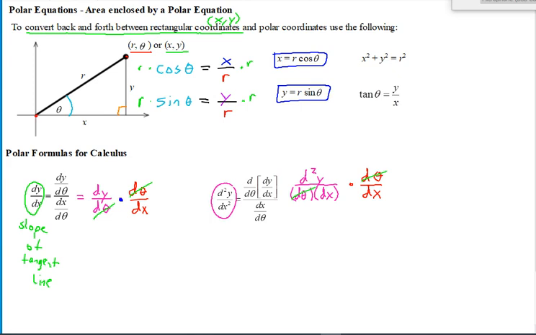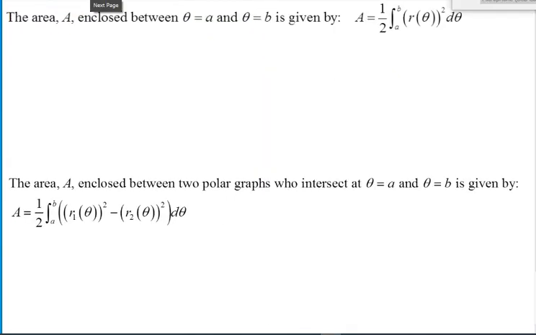So really the same idea as parametric, it's just theta instead of t. And the new formulas I want to look at that we can't do with parametric ones are area. We did these with rectangular coordinates, a little different with polar coordinates. So it says the area enclosed between theta equals a and theta equals b is given by this. So let's see where this formula comes from.